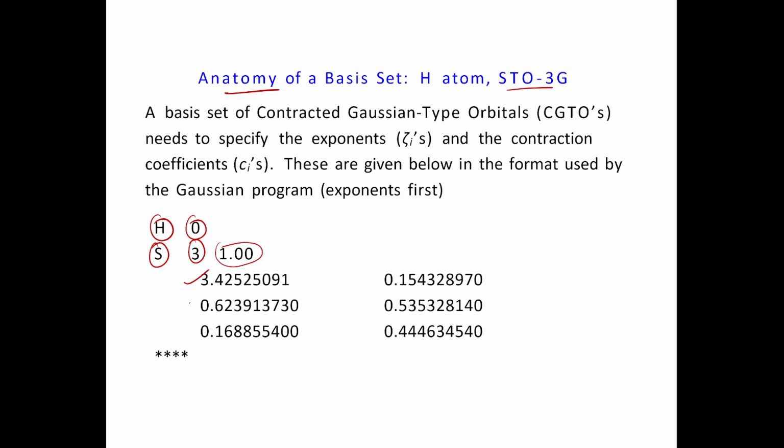These three are the exponents, or zeta, and these are the coefficients, or Ci. So you take the summation of Ci e to the power minus zeta i r square, right? These are your coefficients, and if you take the combination, you get a contracted Gaussian type orbital.